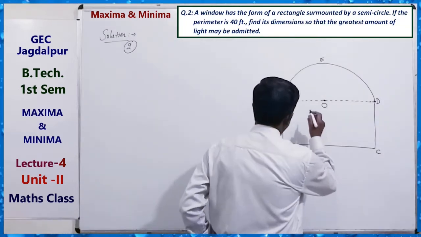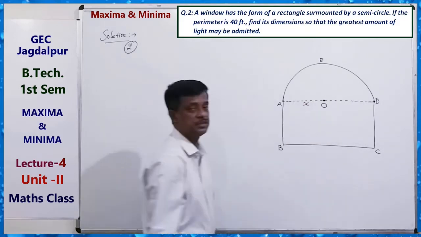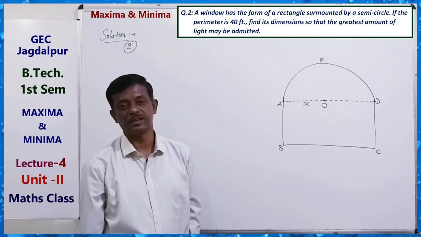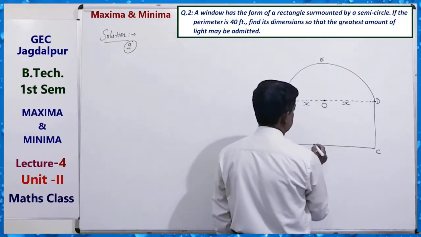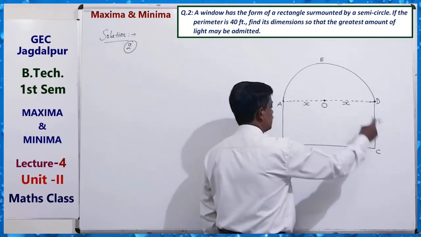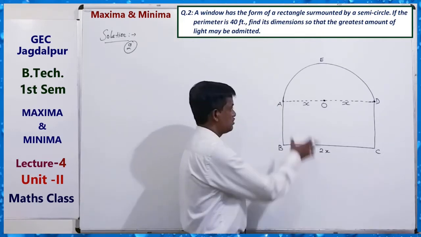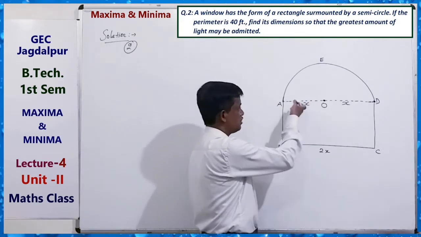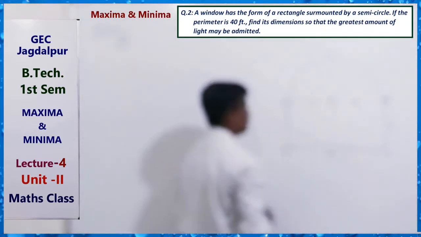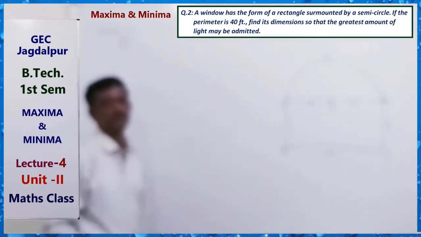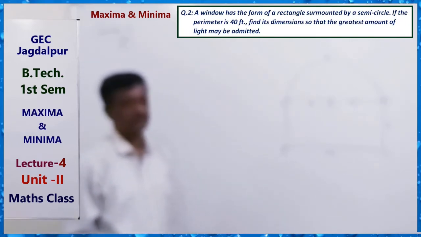Say this is x. Suppose the radius of the semicircle is x. If this is x, then this is also x. And this is the rectangle, so this is 2x, because x plus x is 2x. 2x is the length of the rectangle. And y is, suppose, the height of the rectangle. Now we can write its perimeter.